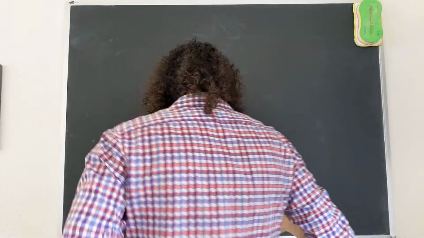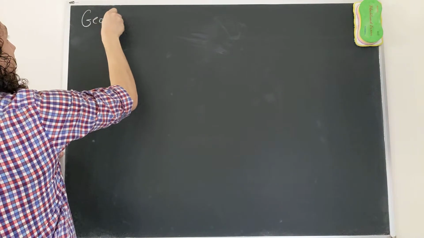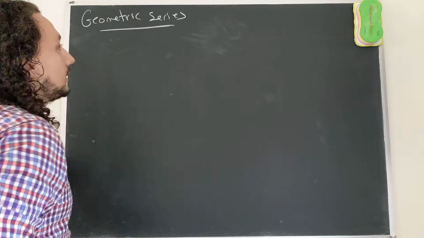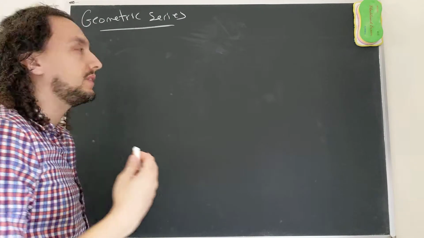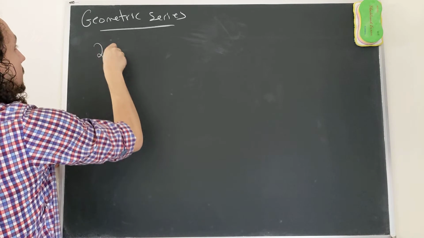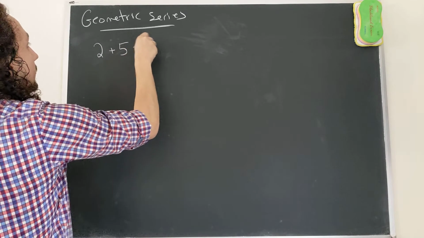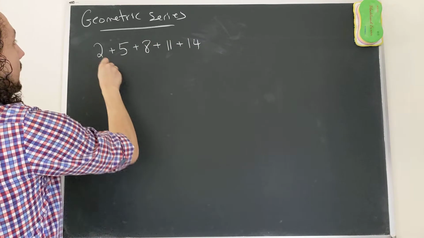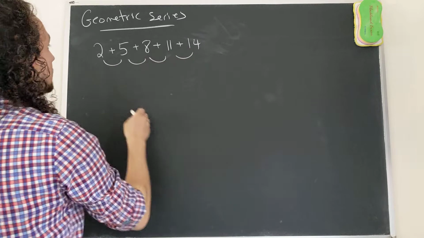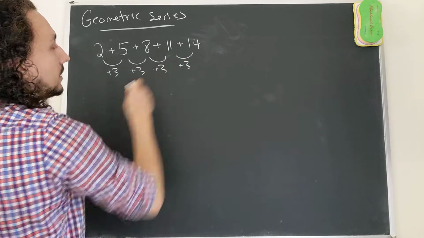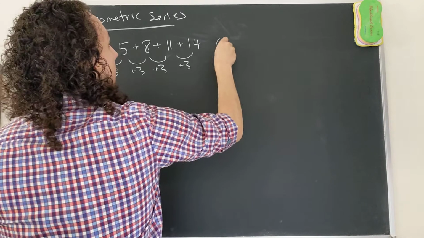So today I want to talk about geometric series. Now we talked in a previous video about arithmetic series, and those were series that were basically sums like 2 plus 5 plus 8 plus 11 plus 14, where between each of the two terms there's a common difference, right? You're adding 3 each time, if I did this right. So this is an arithmetic series.